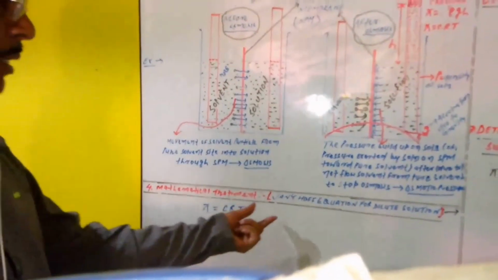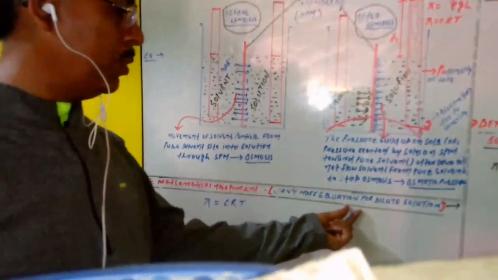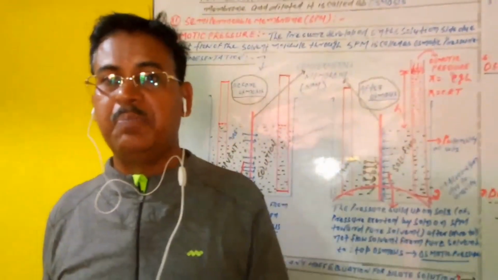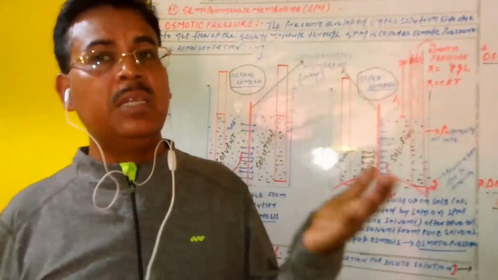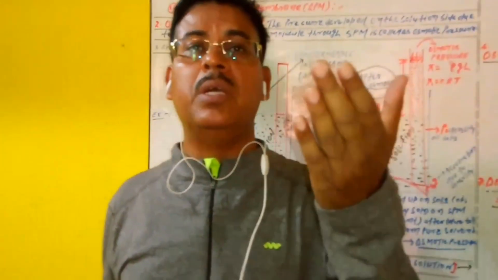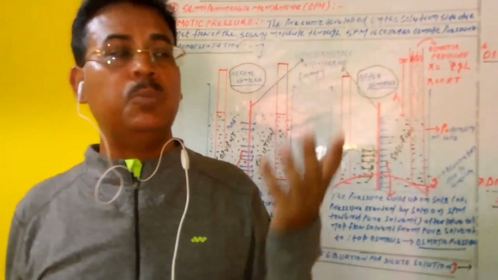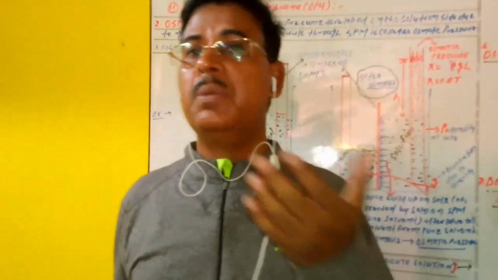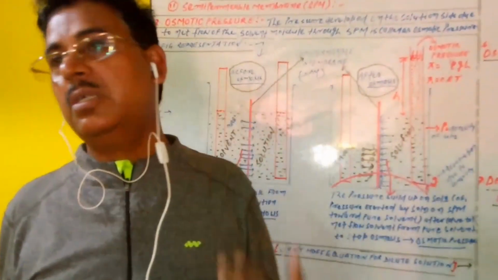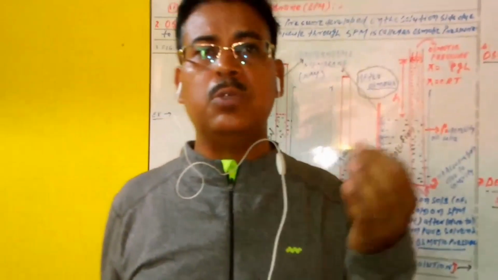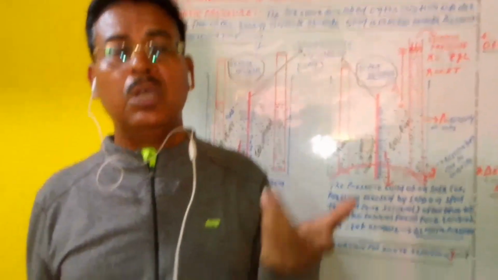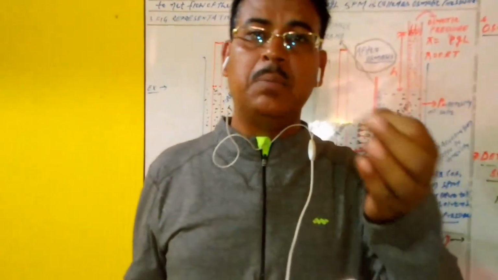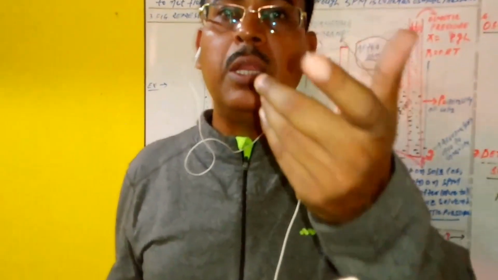We have given it the name the Van't Hoff equation for dilute solution. Observe that the osmotic pressure of a solution is directly proportional to the molar concentration. Actually, here it is the molar concentration of the solute present in that solution. In another way we can say that osmotic pressure is directly proportional to molarity.